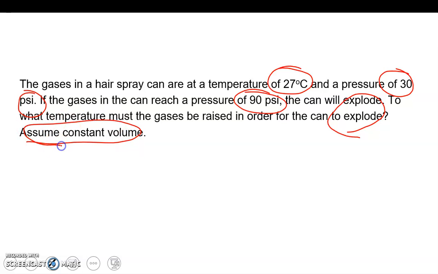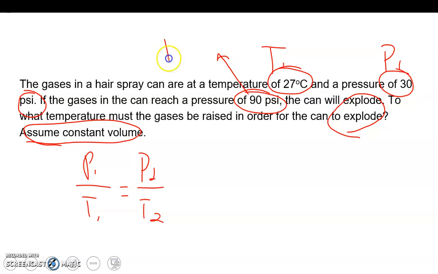We're assuming constant volume, so that means we can use Gay-Lussac's law. P1 over T1 equals P2 over T2. Now, our pressure 1 is 30. Our temperature 1 is 27 Celsius. Our pressure 2 is the 90 psi. And so we want to know T2.